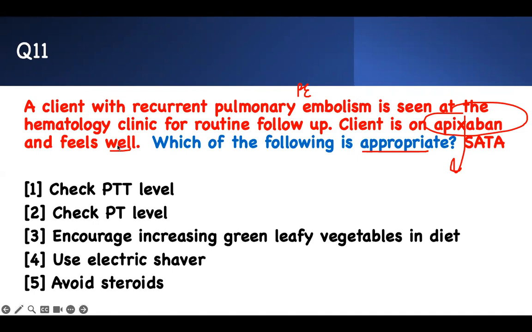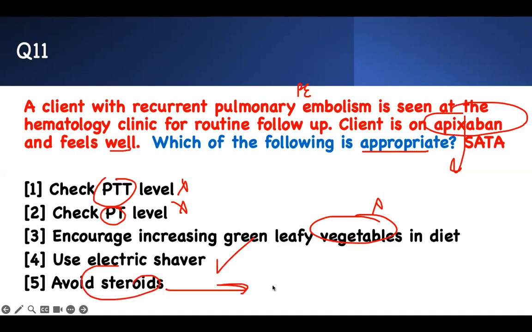Which one is appropriate? Check my PTT. It's a trap. For this one, you don't need any lab work. Check my PT. Again, you don't need any lab work. Encouraging increased green leafy vegetables in the diet. You don't need any diet modification. What you need is a breathing precaution. Use an electric shaver. Avoid steroids. What do steroids do? They cause gastritis and ulcers. And if you're taking apixaban, you're going to bleed. So avoid steroids and use an electric shaver.